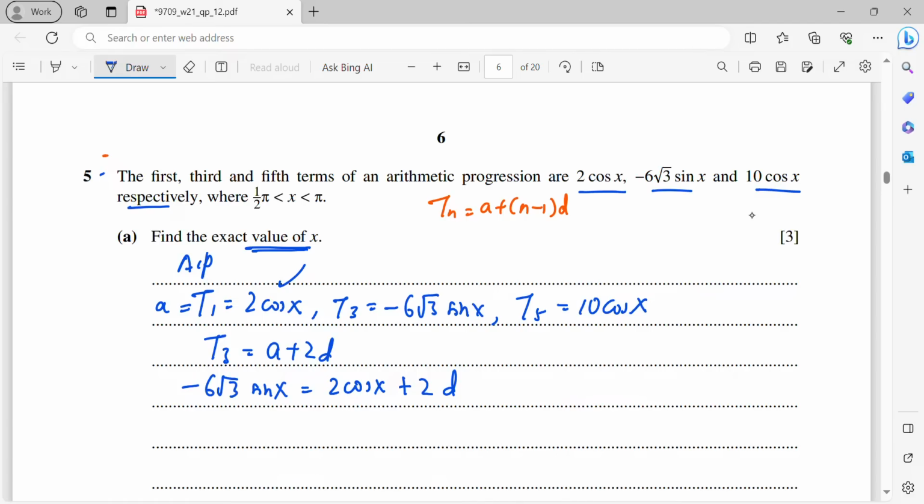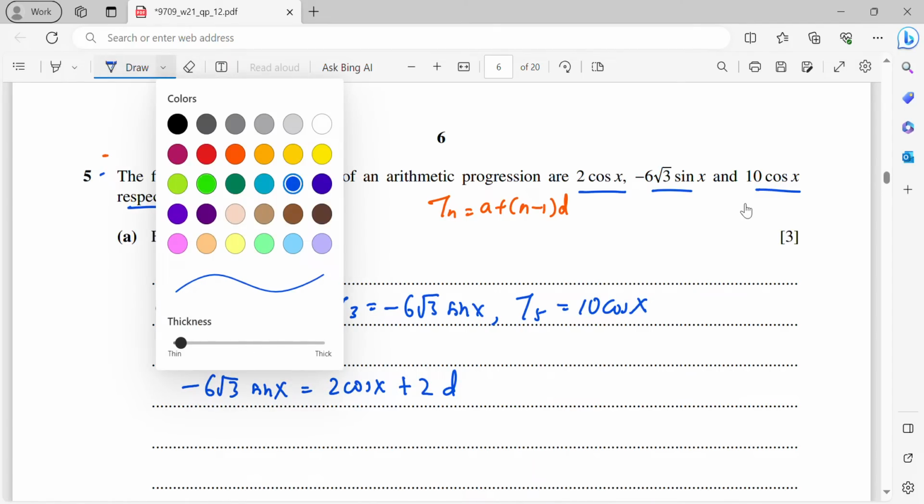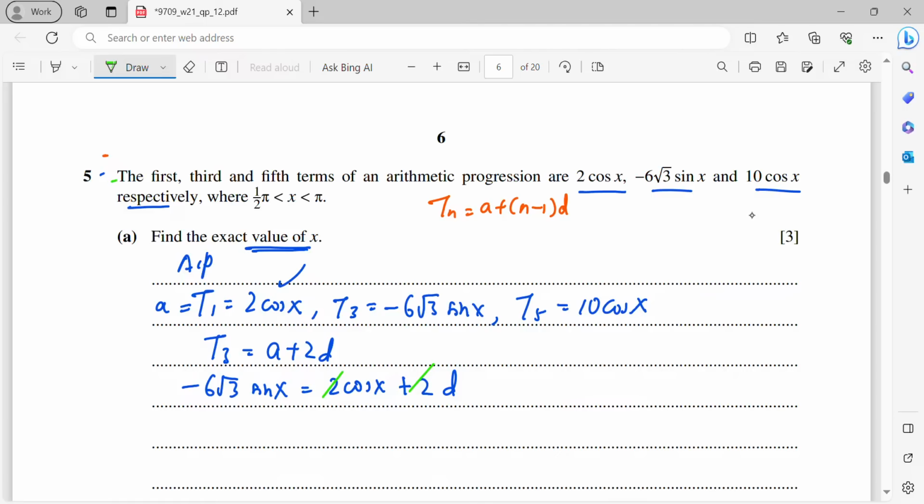From here, I will divide the whole equation by 2 first. So here drop, that means here is 3. Then to get the d, I will just move the cos x to the other side. Now I rewrite: my d is basically negative 3 square root 3 sine x minus cos x. So this is my first equation.